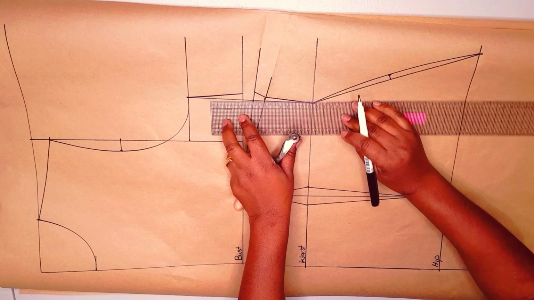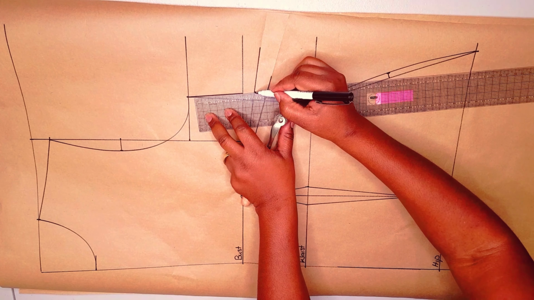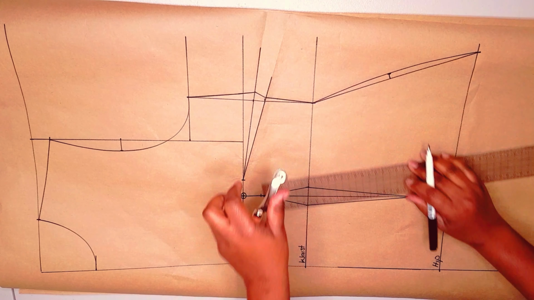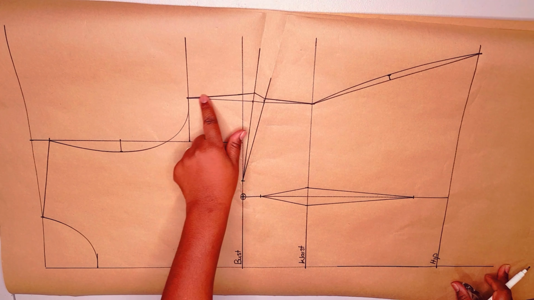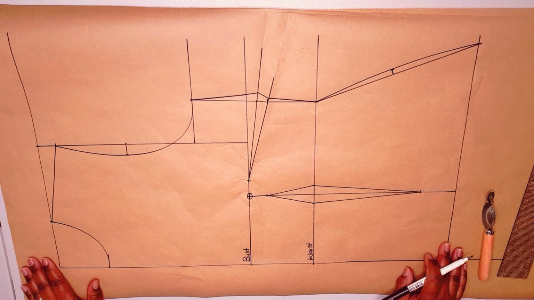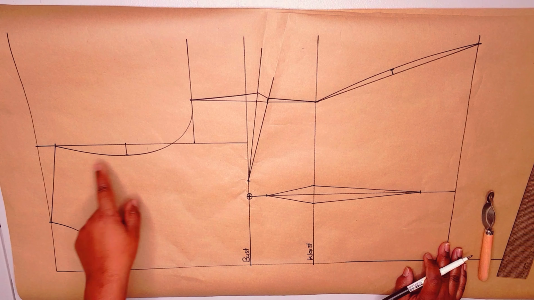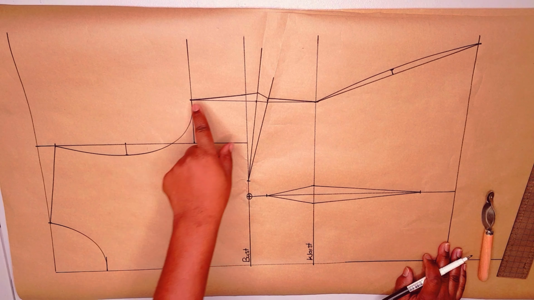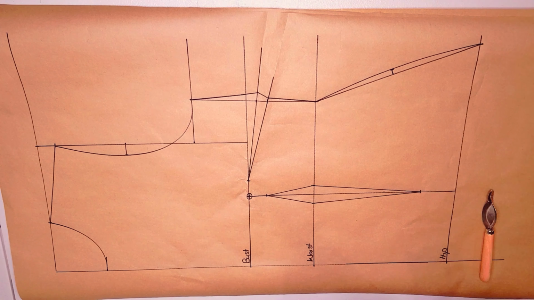And connect the darts. So that's our dart finished, and that's our new side seam that way. Okay. I like to add seam allowances to my block, so I'm going to add the seam allowances now. So I use 1.5 centimeters for the shoulder, 1 centimeter for the armhole, and 1.5 centimeters for the side seam. So I'm gonna do that now.